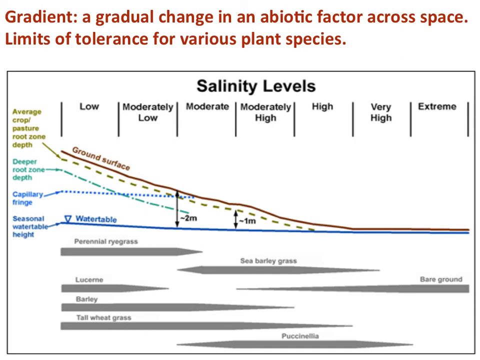Here we have a salinity gradient across space from low salinity here to high salinity here. And we have a graph at the bottom that shows how plant species change from low salinity to high salinity. This type of graph at the bottom is called a kite diagram, and it shows the limits of tolerance for species. The phrase limits of tolerance should be familiar to you from our study of the niche, Ecosystem 2 Part 1.